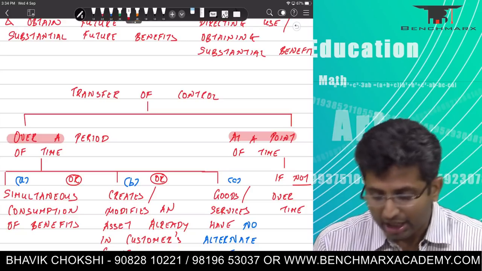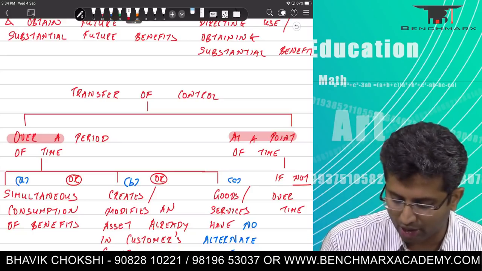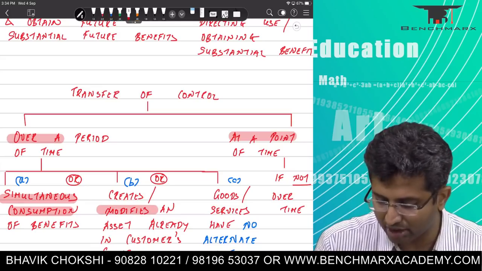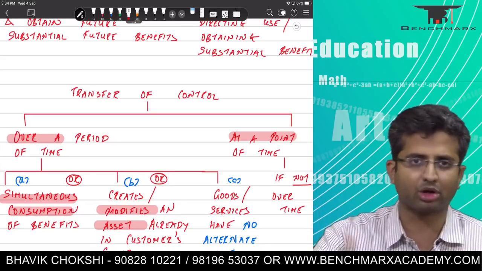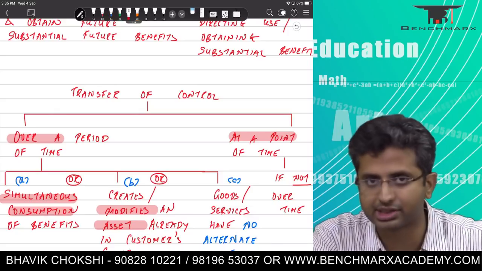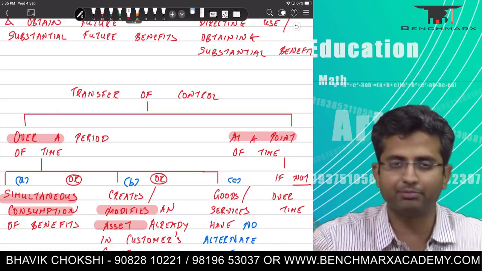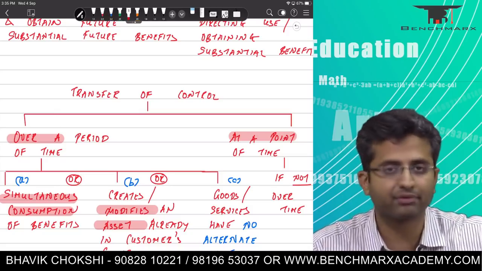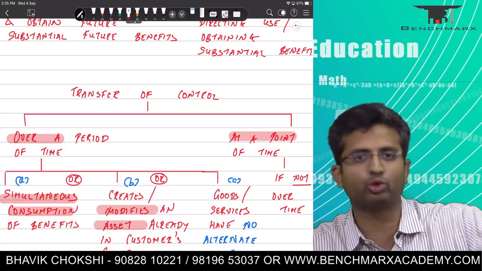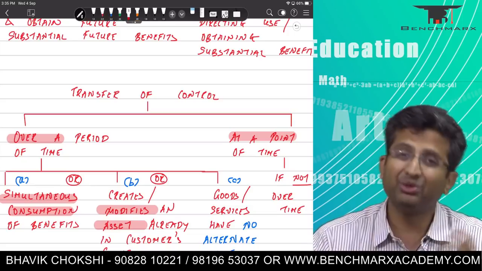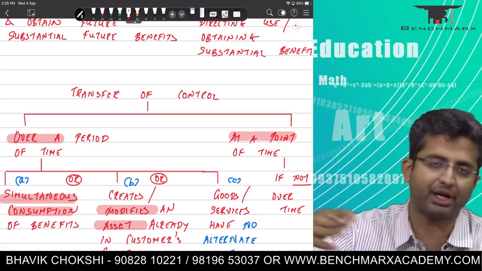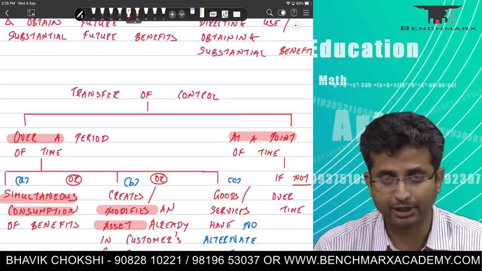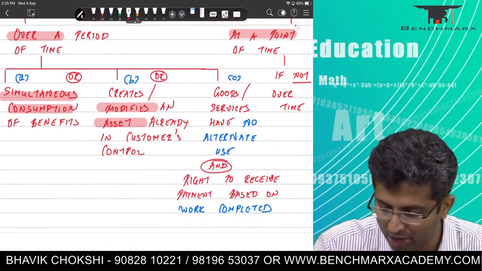Criteria number 2, if you are working or modifying a customer's asset, again, the example of a painter or a renovator, you are actually working on the customer's assets only. And as a result, even if midway things get terminated, you have transferred your services to the customers, which he can enjoy. In which case, the transfer is always happening over the time. As and when I do the painting work, the transfer is happening.